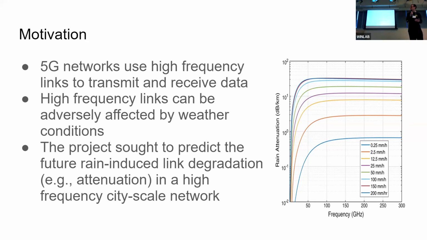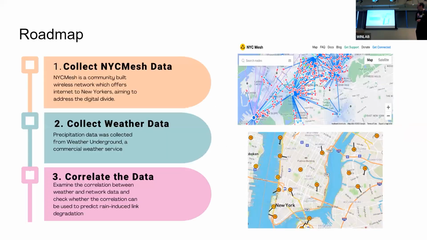This wasn't as big of a problem for previous generations like 3G or 4G, but it is for this. And beyond understanding the correlation between rainfall and signal attenuation, we want to try to predict future attenuation of links so that we can potentially redirect traffic. So that's the downstream application.